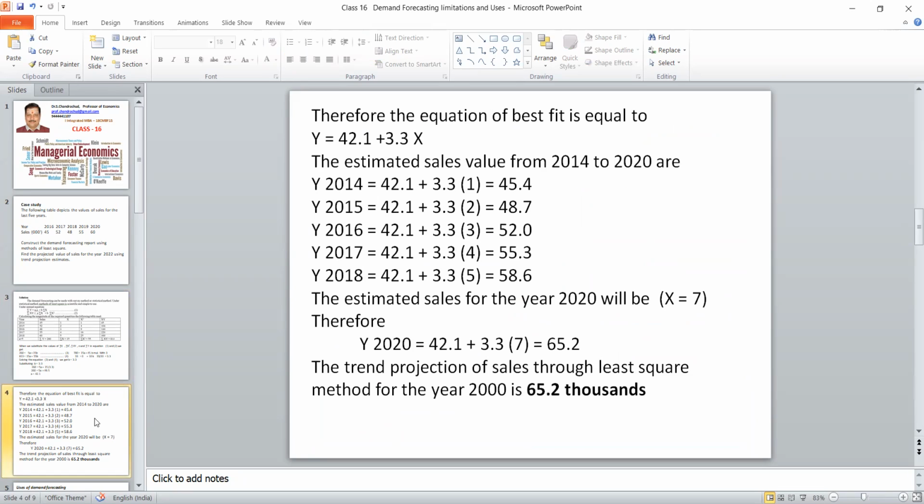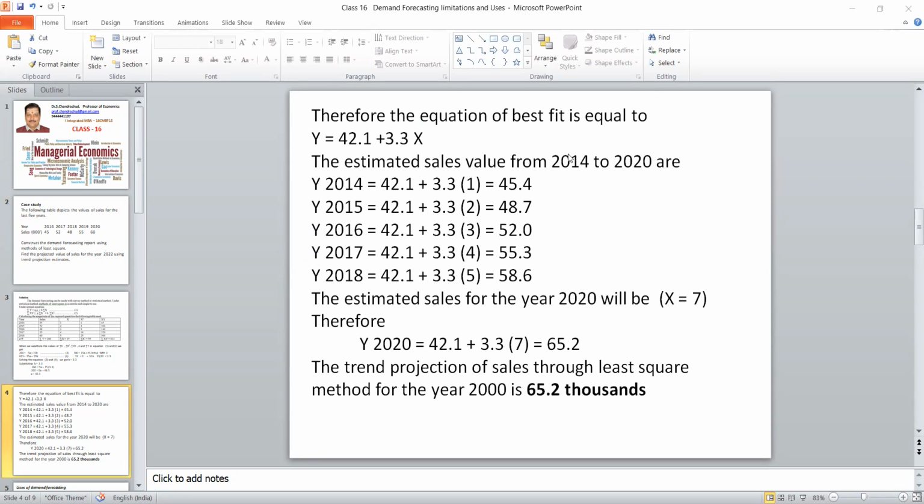Y equal to 42.1 plus 3.3x. This is y equal to a plus bx, the simple regression equation. Now you substitute x and y value. For 2014, it is 42.1 plus 3.3 into, here x is the first year, into 1, equal to 45.4. That will be the estimated value. Then coming to the next year, what we have to do? We have to multiply x equal to 2 because it is the second period. So 42.1 plus 3.3 into 2 is 48.7. Similarly for other years.